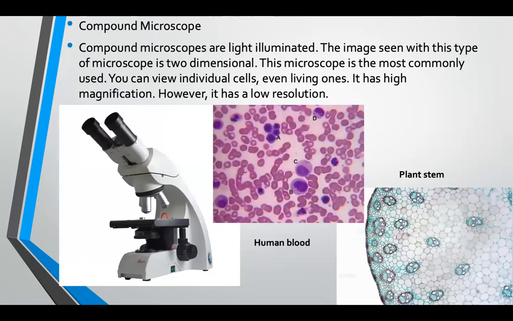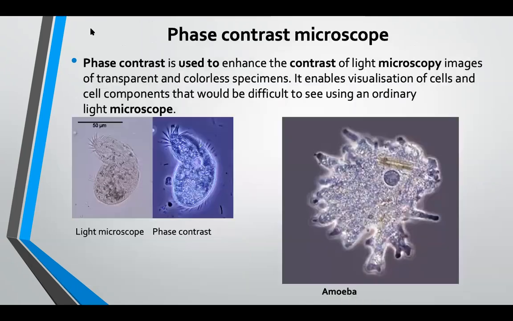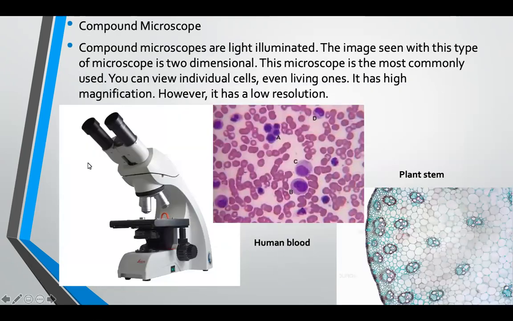So first of all, the compound microscopes, these are light illuminated. So light will shine up through this part right here, and it will shine up through a specimen or a sample. For example, you can see two samples here, and then you look through these ocular lenses at the sample. The image seen with this type of microscope is two-dimensional. The microscope is the most commonly used. It's the microscopes that we would be using in lab if we were in person.